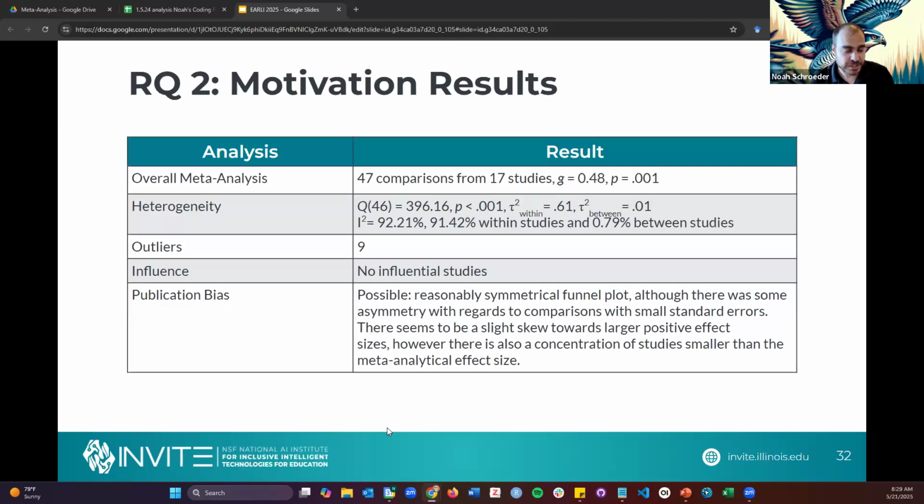So next we looked at motivation from the same set of studies. Oh man, I've got to speed up. Okay, next we look at motivation from the same set of studies. We had 47 comparisons from 17 studies here. The overall effect size was 0.48.